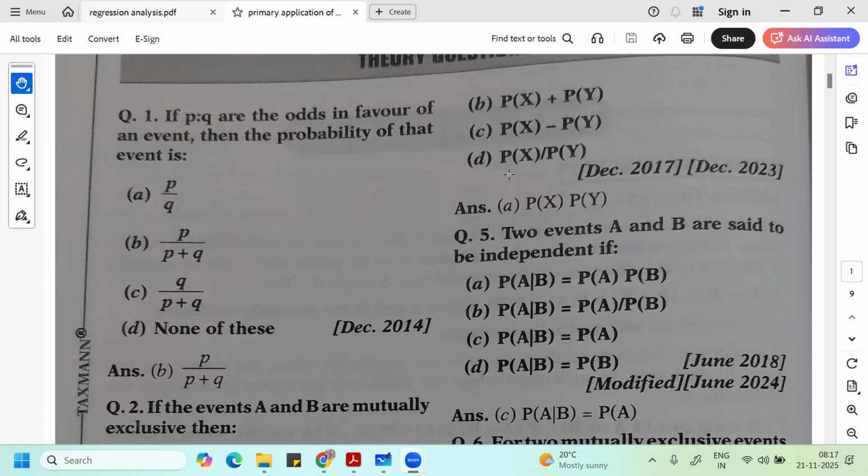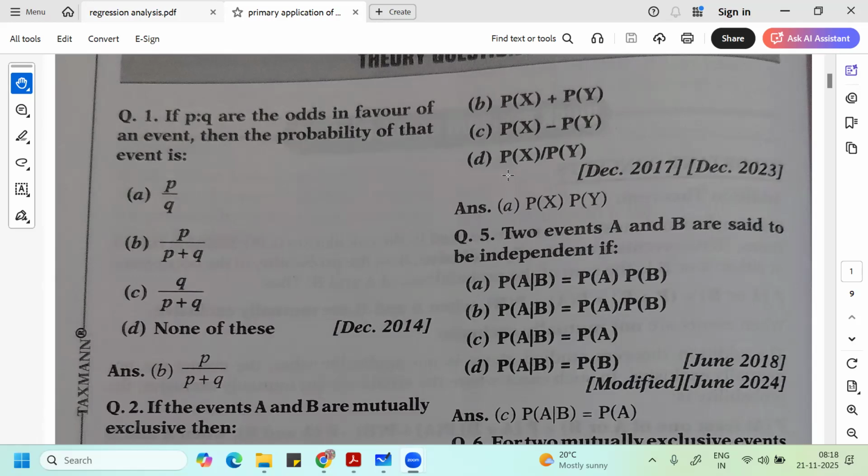Welcome every CMA student. This class is for those students who are preparing for CMA Foundation, and the topic which I'm going to do is probability. So the first question you can see here is: if P is to Q is the odds in favor of an event, then what is the probability of the event?